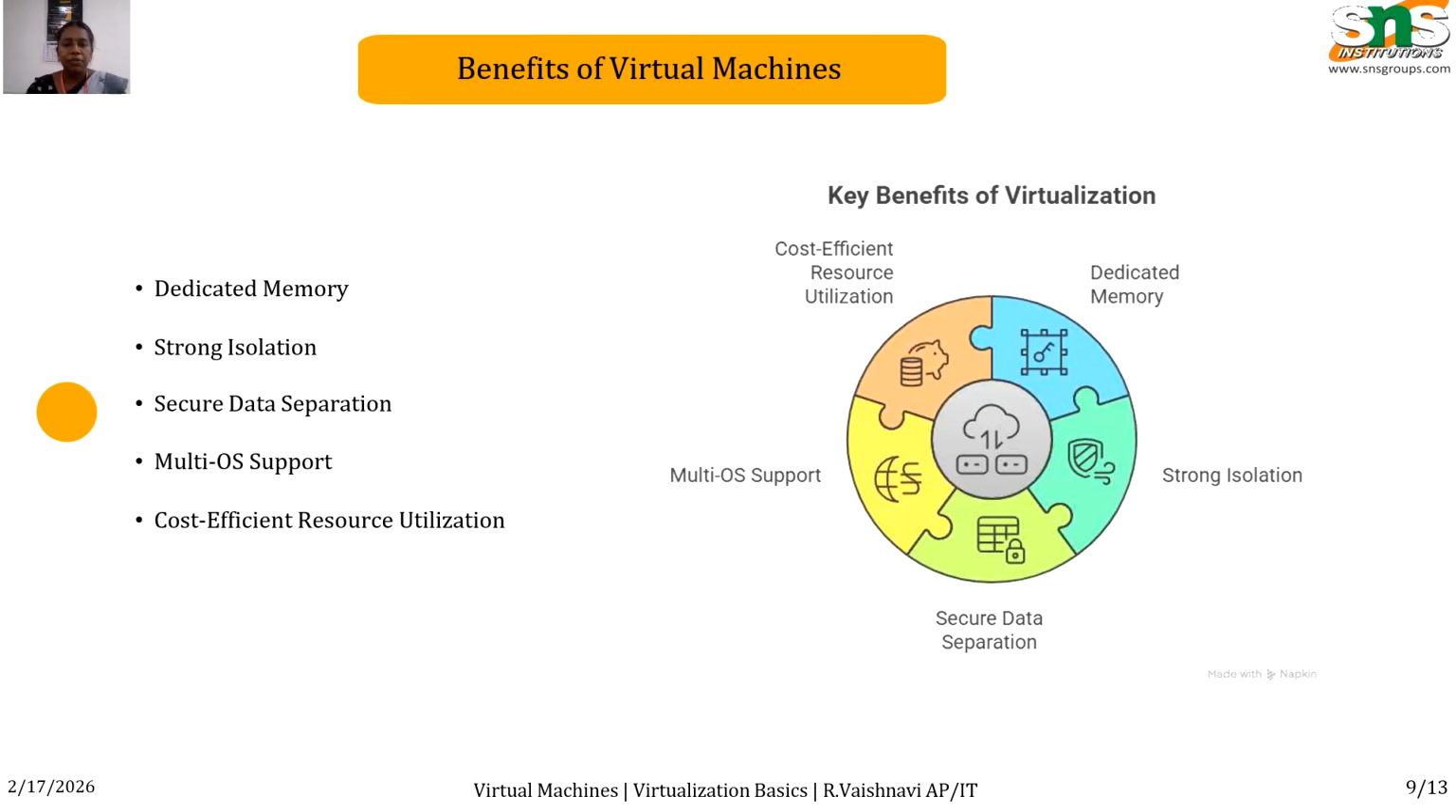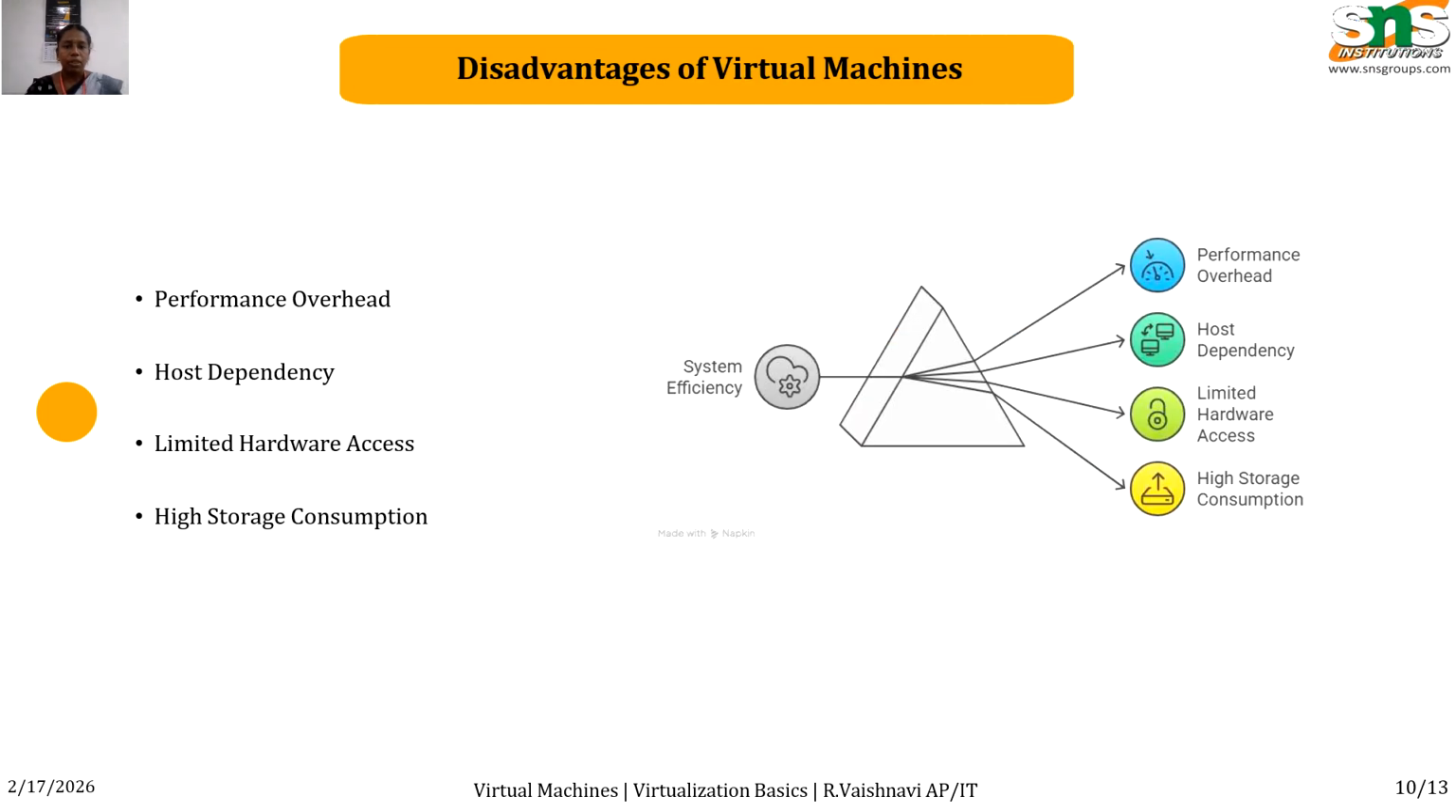And then we have the benefits of virtualization. We have 5 key benefits of virtualization, that is dedicated memory, strong isolation, secure data separation, multiple OS support, and cost efficient resource utilization. And then we have the disadvantages of the virtual machine. Here we have 4 major disadvantages, that is performance overhead, cost dependency, limited hardware access, and high storage consumption.